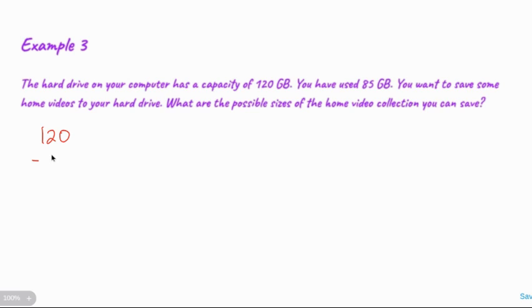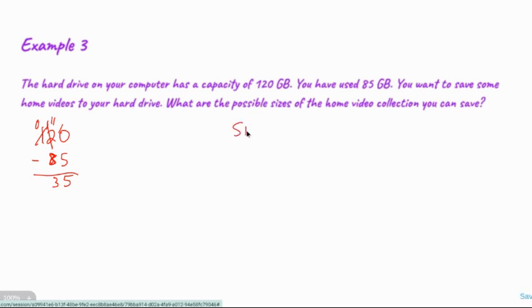120 minus 85. I'll do this by hand. We get 5 and we get 3. So I was thinking ahead. So 35. We have 35 gigabytes remaining, but it's not enough to say like possible sizes. This means there's a variety of sizes, but there's too many to list. In fact, there's infinitely many you can list. So we're going to write it as an inequality.